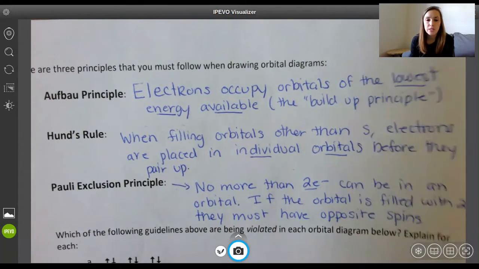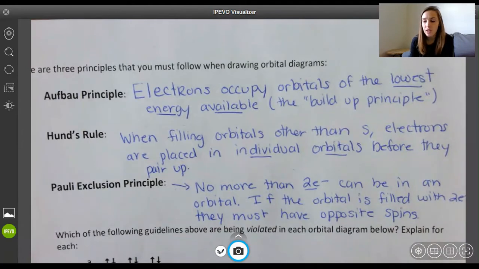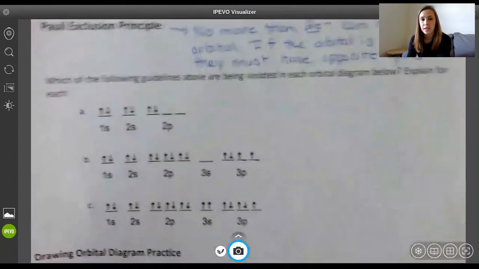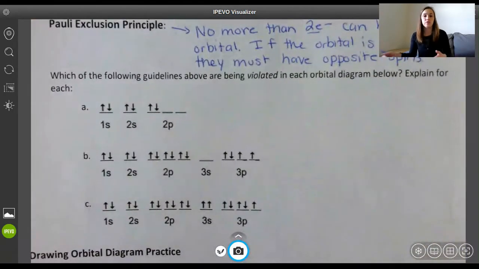So make sure you can pause the video if you need to get those definitions down. I would put a big star next to this. This is something that sometimes students overlook when they're studying, and you can catch them on questions such as this next one here. So this one is looking for, well, what's getting violated in each of these orbital diagrams?